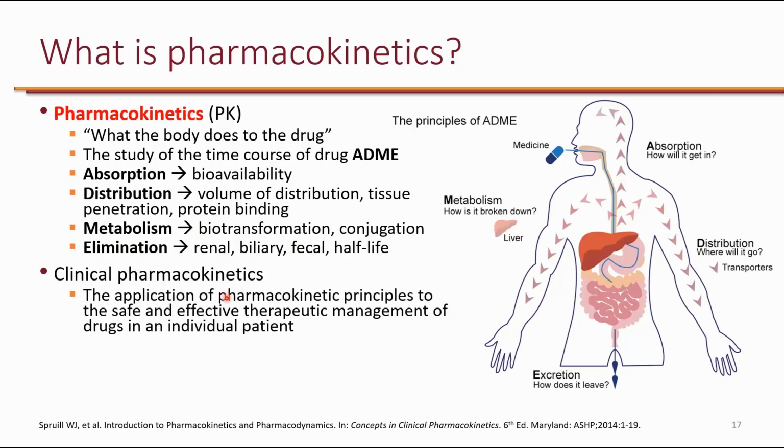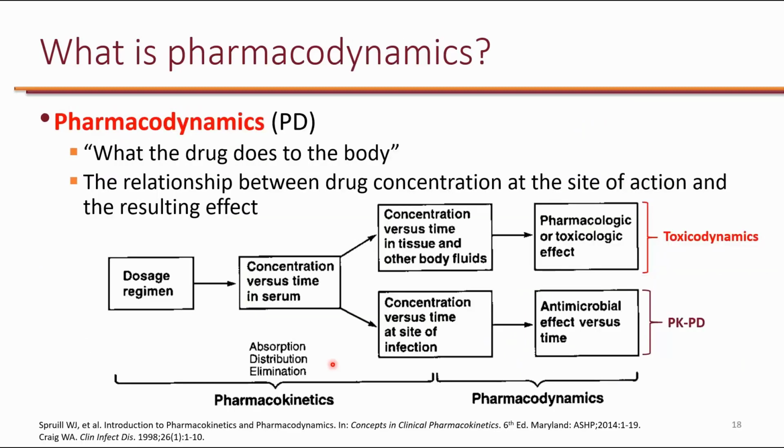Now, when we say clinical pharmacokinetics, we basically mean application of these pharmacokinetic principles to safe and effective therapeutic management of drugs in individual patients. And the goal is enhancing efficacy while decreasing toxicity. What about pharmacodynamics? Pharmacodynamics is actually what the drug does to the body. In the case of antimicrobials, the body refers to the pathogens. So we don't really want the drug to do anything to the human body.